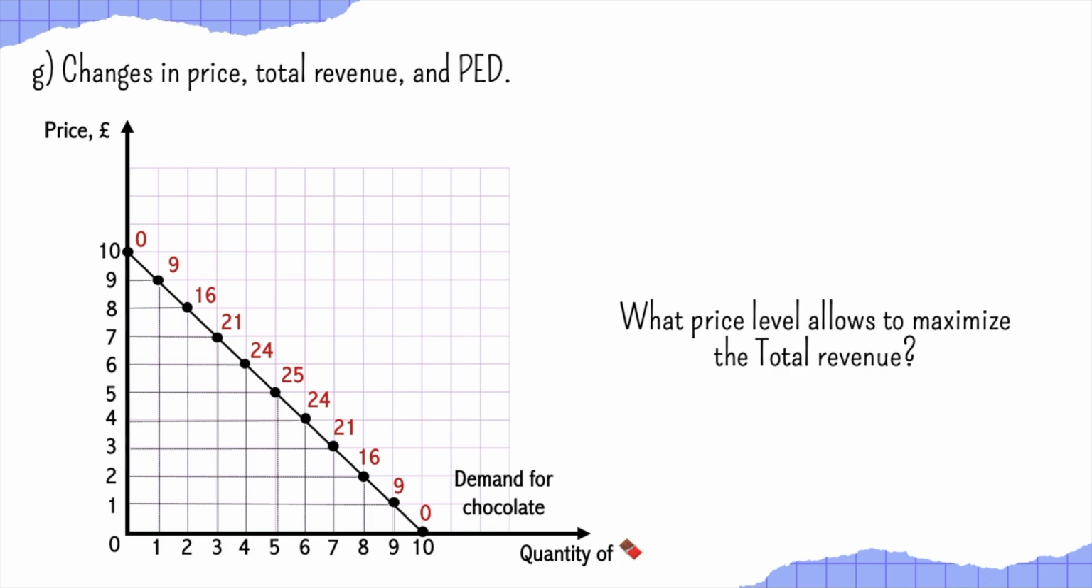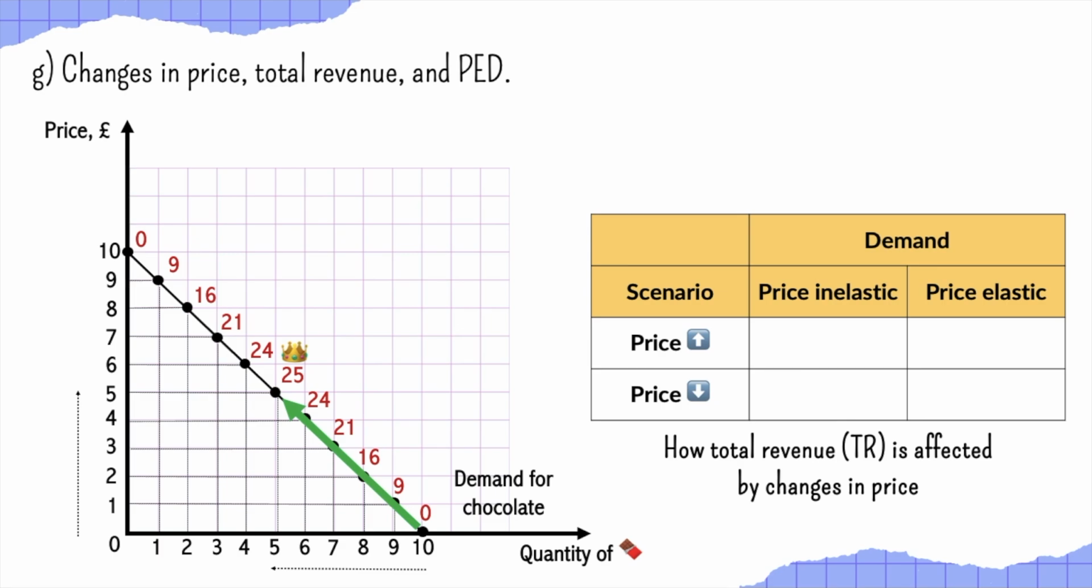The question is, what price level allows us to maximize the total revenue? Apparently that's the price level of 5 pounds. If the price is set at the level of 5 pounds, the total revenue made by the firm will be 25. It's the biggest value from all values given here in red. That's our maximum total revenue.